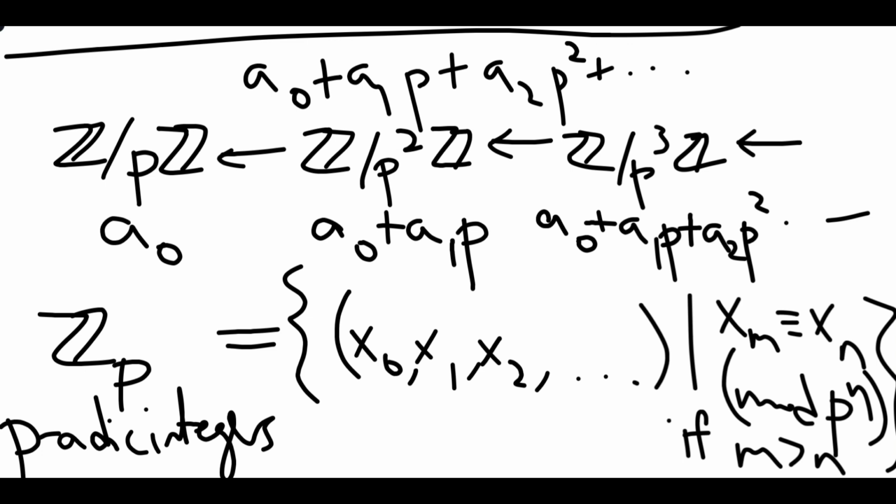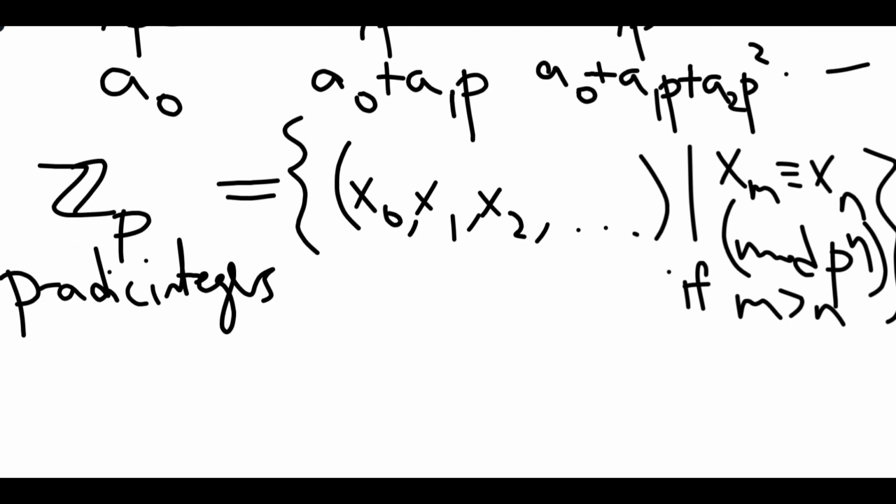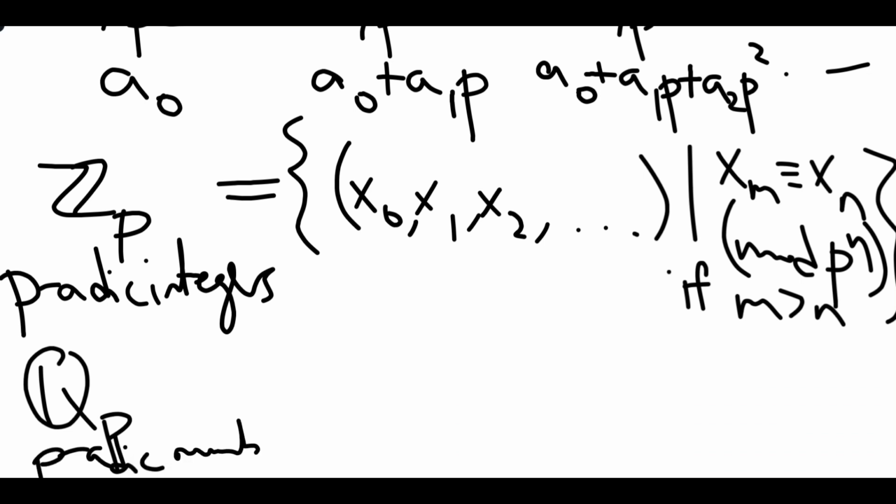Okay, but that's only the p-adic integers. To get p-adic numbers, you need to allow negative powers of p. Now, one easy way to do that is just to say, take all the ratios of p-adic integers. So we can define Q_p, which is the p-adic numbers, to be just the field of fractions of Z_p.